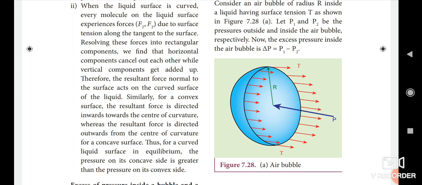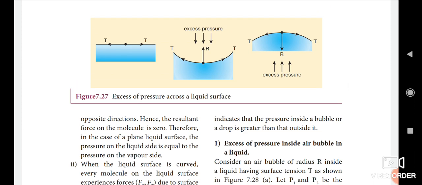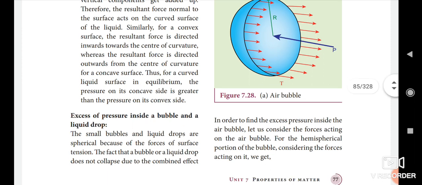For a concave surface, that is, the curved liquid surface in equilibrium, the pressure on its concave side is greater than the pressure on its convex side. When compared to concave and convex, see the second figure. Here two structures are there, concave and convex. Here the curved liquid surface is in equilibrium, and the pressure on the concave side is greater when compared to the convex side.